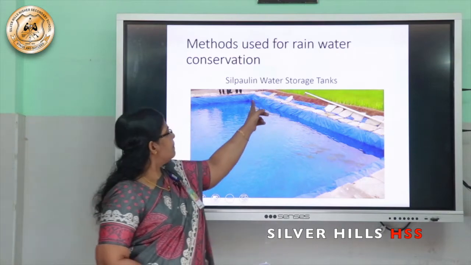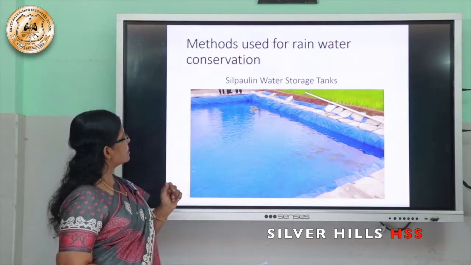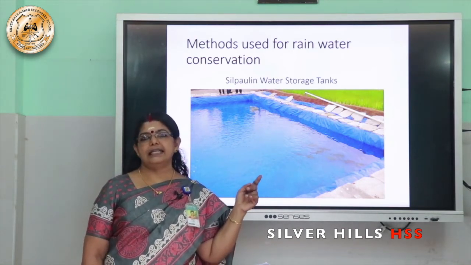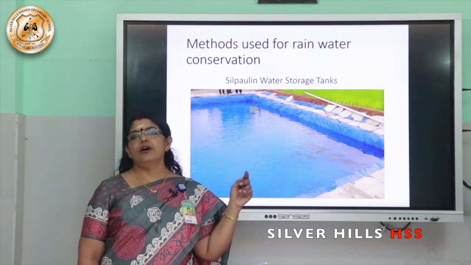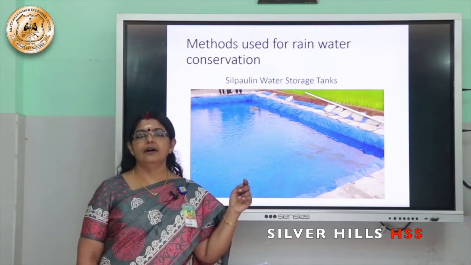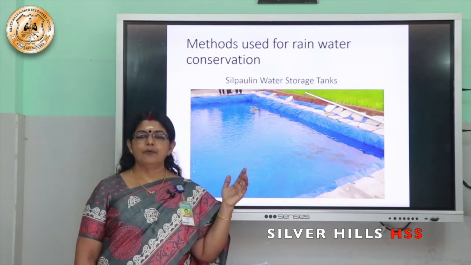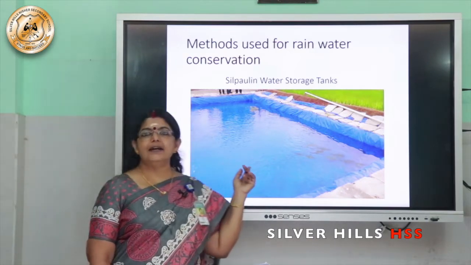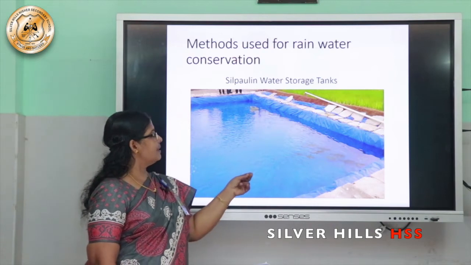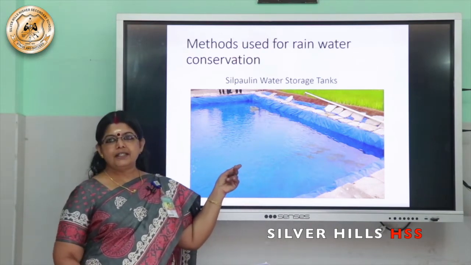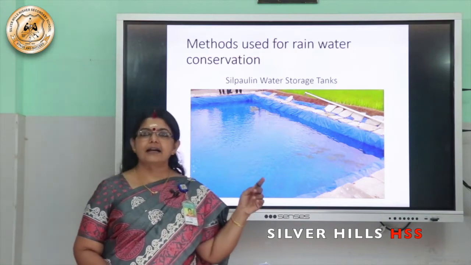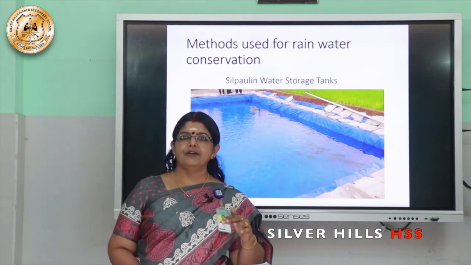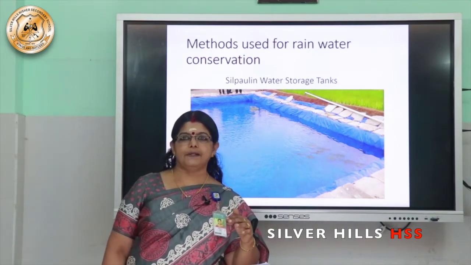The next one is the Silpullin water storage tank. What is a Silpullin water storage tank? It is another artificial water storage tank used for storing rainwater. Compared to other methods, Silpullin water storage tanks are low cost. Here a vast area of land is used for storing water. A pit is dug in a vast area of land and it is covered with Silpullin sheets and rainwater is collected in it. That rainwater is used for different purposes.